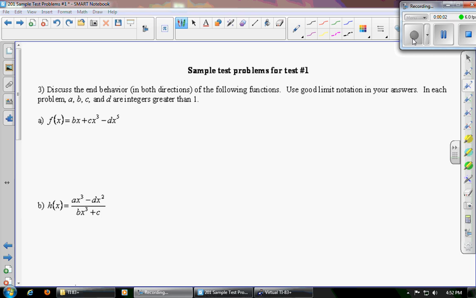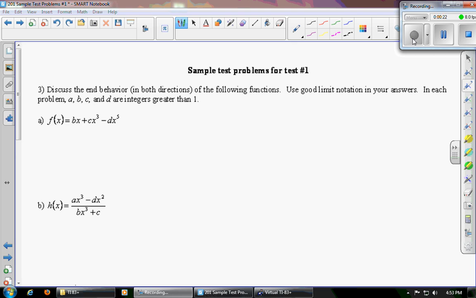This is problem number 3 on the sample test problems for test number 1. Discuss the end behavior in both directions of the following functions. Use good limit notation in your answers. In each problem, a, b, c, and d are integers greater than 1. A, f of x equals bx plus cx cubed minus dx to the fifth.